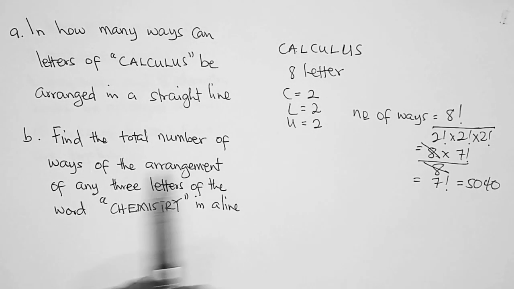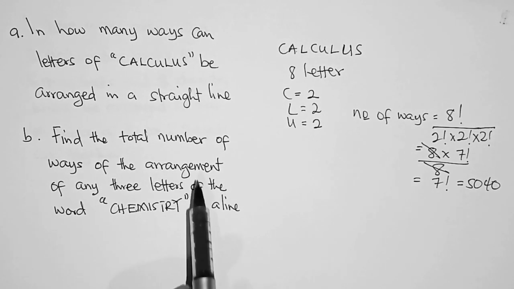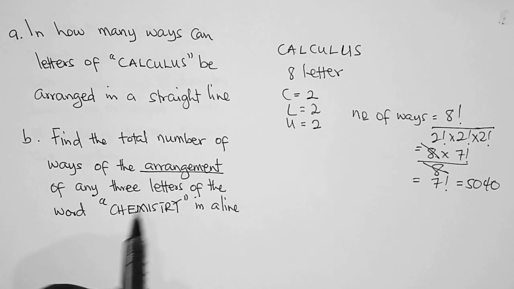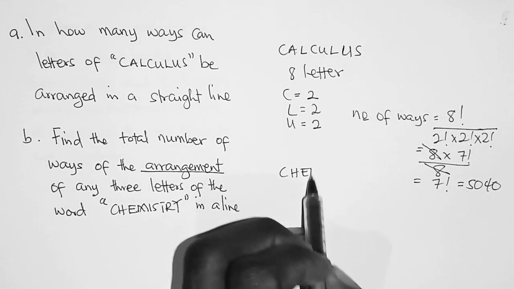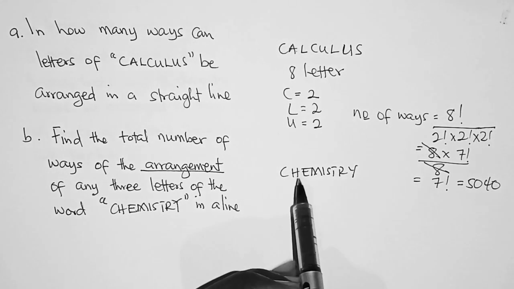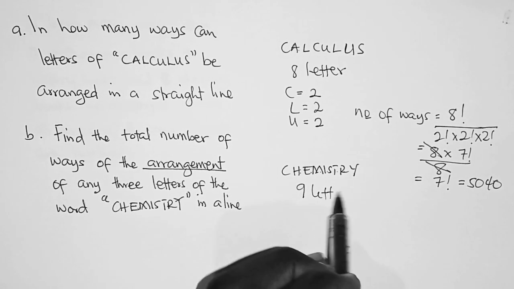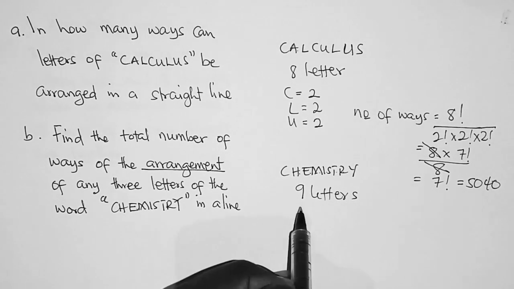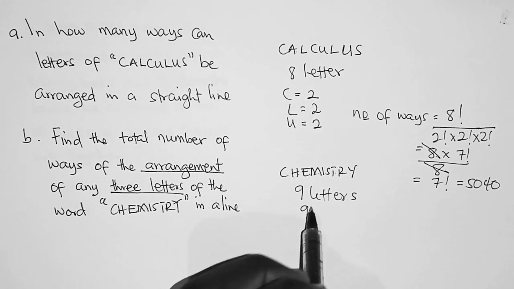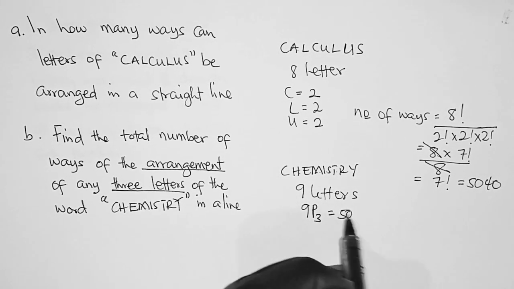Then this one says, find the total number of arrangements of any 3 letters of the word chemistry. So since it is arrangement, then we are talking about permutations. So chemistry, how many letters make up chemistry? 1, 2, 3, 4, 5, 6, 7, 8, 9. So there are 9 letters. So therefore, the total number of ways is, but it says taking 3 letters at a time. So that is 9 permutation 3. And 9 permutation 3 is equal to 504 ways.